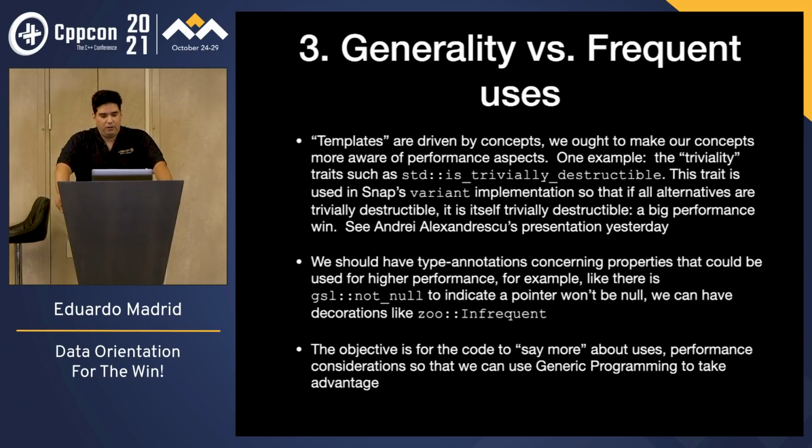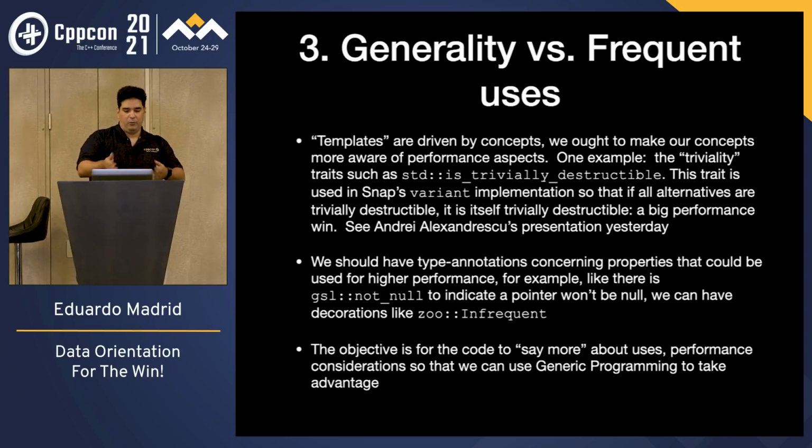Well, you know, templates are driven by concepts, okay? The problem that we have in C++ at the moment is that our concepts do not articulate concerns of performance or particulars of details of the execution platforms, okay? And that's a big problem. But there are very small examples, but examples nonetheless. For example, is_trivially_destructible. This is something that you can use to know that destroying that thing is a no operation. And this can drive lots of optimizations, okay?